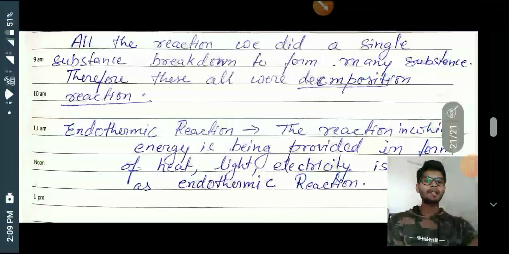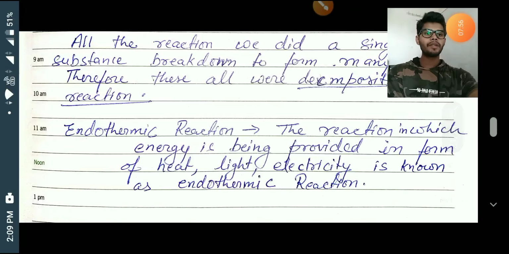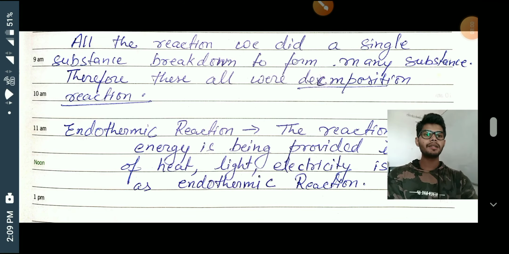Now, all the reactions that we see had many products. A single substance breaks down into many substances. Therefore, all of these were decomposition reactions.